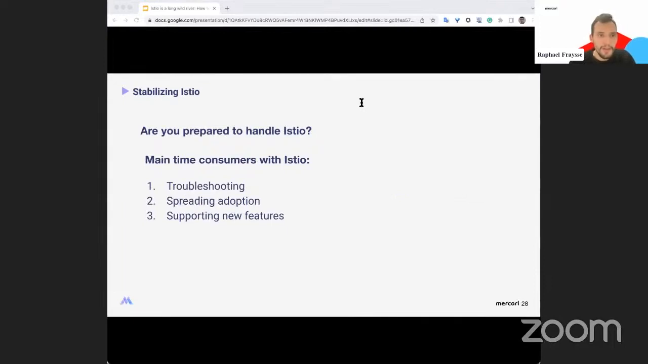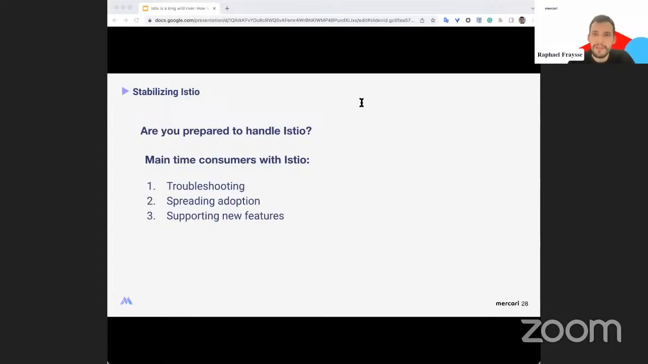So the next thing is we need to understand if we are prepared to handle Istio, because there are many people thinking of introducing Istio in their company. Maybe they have a small scale and it looks good, but you really need to think about a lot of things, mainly 3 parts that are the main time consumers with Istio.